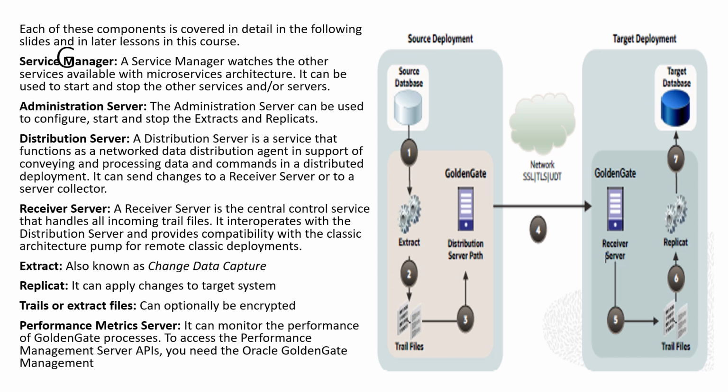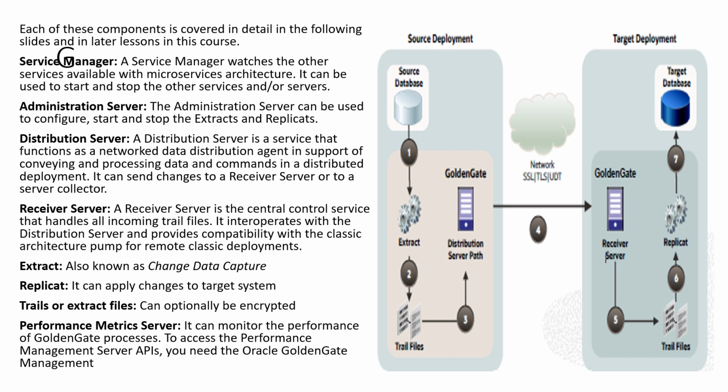Now comes the distribution server. Distribution server is nothing but a pump, a pump process used to ship the data to another GoldenGate or another server. In the same way, the distribution server will help us ship it to the other server.